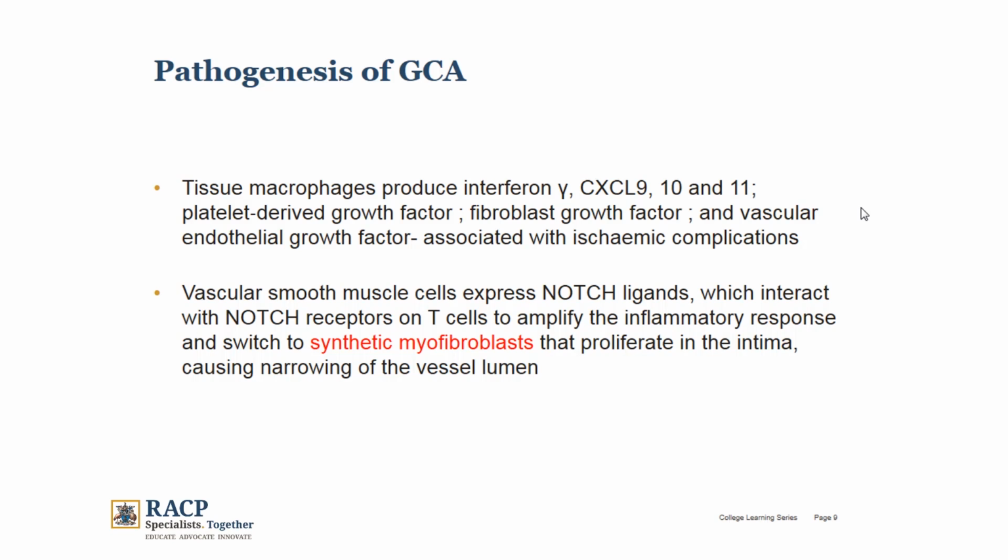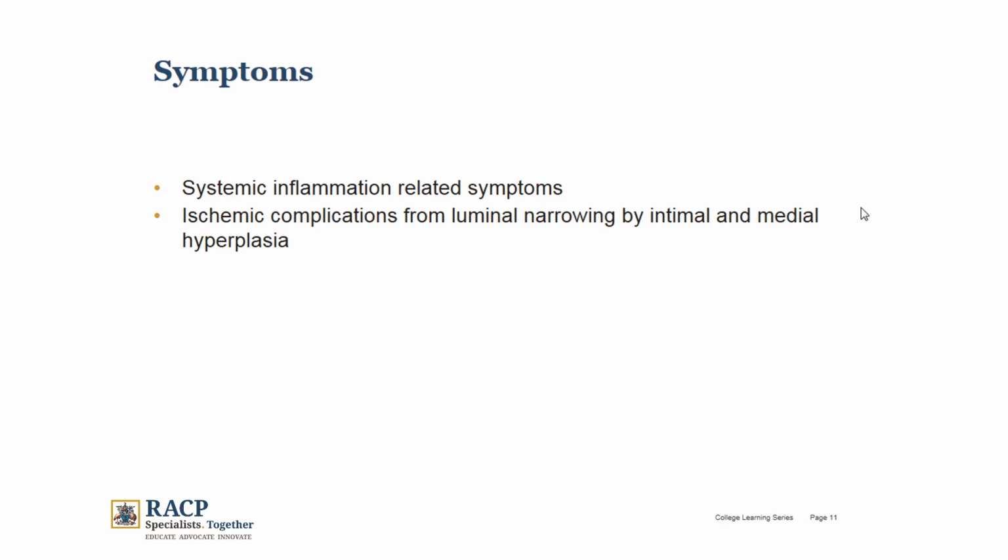tend to amplify the inflammatory response by increasing myofibroblasts that proliferate in the intima, and this leads to narrowing of the vessel lumen. The symptoms of giant cell arteritis are related to systemic inflammation and also because of ischemia from the luminal narrowing of the intima and media of the artery.